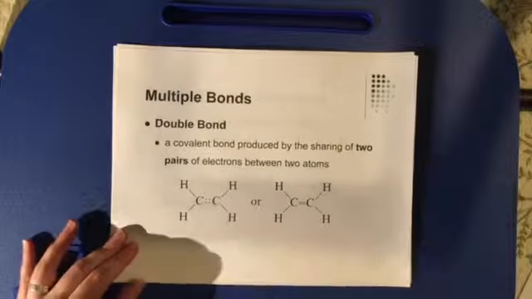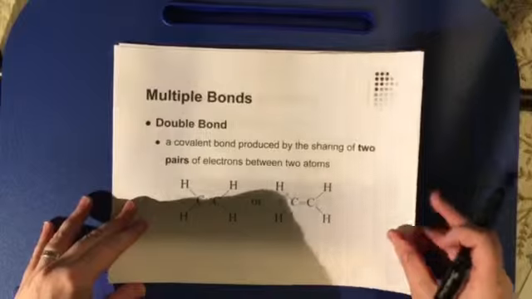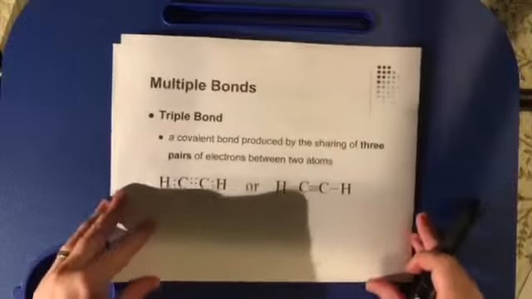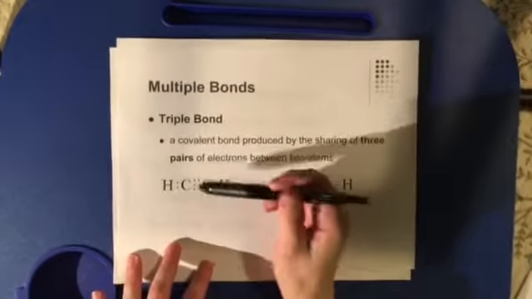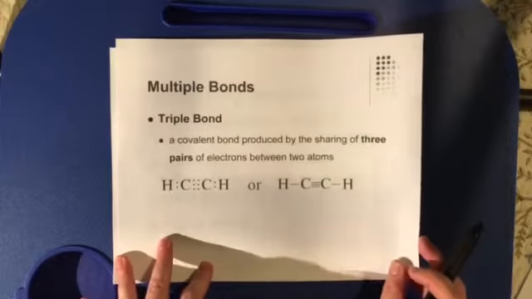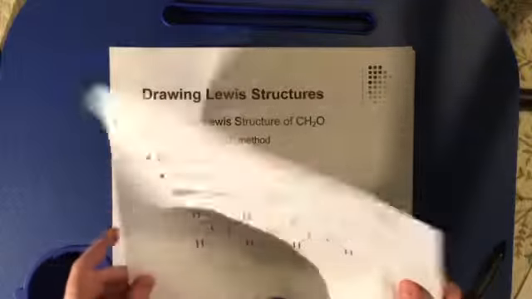Okay, so double bonds are when you have 2 pairs of electrons between atoms. And then triple bonds are when you have 3. So that's as high as it can go. It either can be a single bond, a double bond, or a triple bond where you have 3 pairs of electrons. And that's where this system is going to be really helpful, is figuring out when you need a double or triple bond.